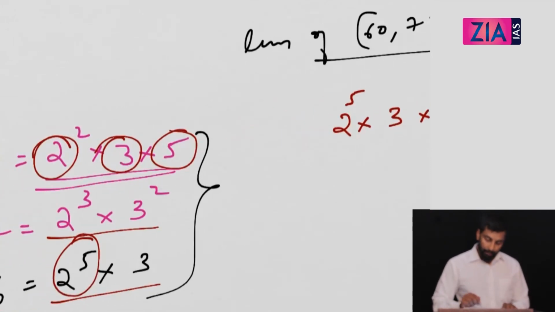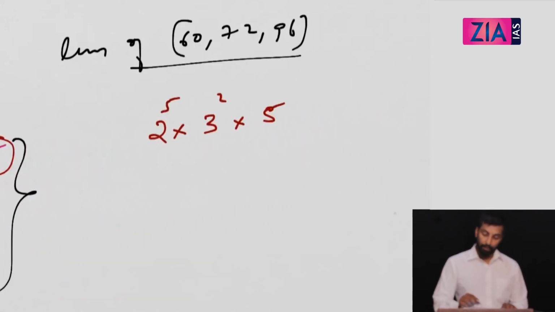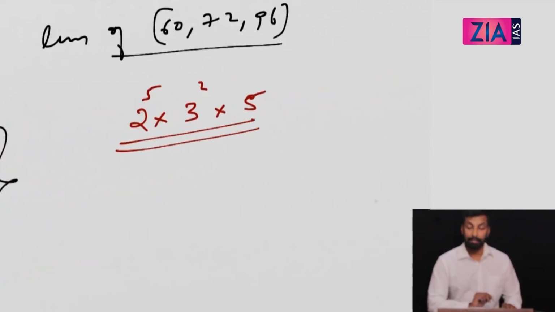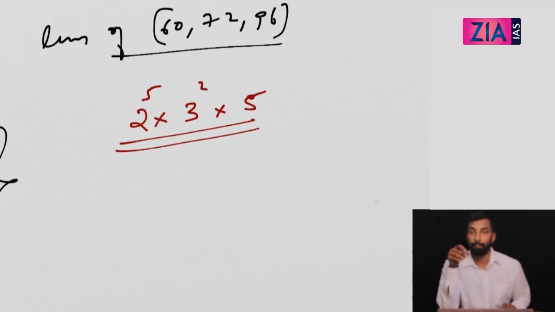Where do you get the highest power of 3? Here. So write the highest powers. And where do you get the 5? That is only 1. So 1 itself. And this is your LCM. So what will you do to find the LCM? Prime factorize the numbers. See how many prime factors are involved. Write all the prime factors and take the highest power of each prime factor.